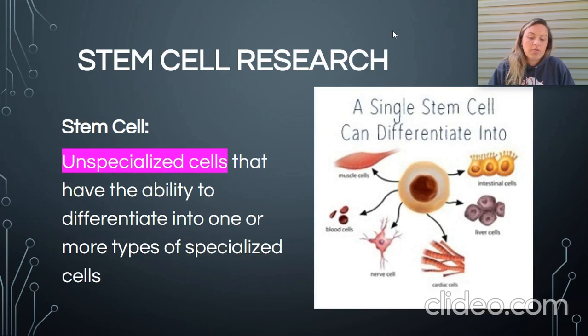All right, and then the last little bit we're going to talk about is something called stem cell research. And a stem cell is basically just defined as an unspecialized cell that has the ability to differentiate, so it can turn into and become one or more types of specialized cells. So a single stem cell can actually differentiate into things like muscle cells, intestinal cells, liver cells, cardiac cells, nerve cells, blood cells. It can become basically anything that it wants to be. So think of it kind of like a blank canvas. It can differentiate into all these different types of cells.